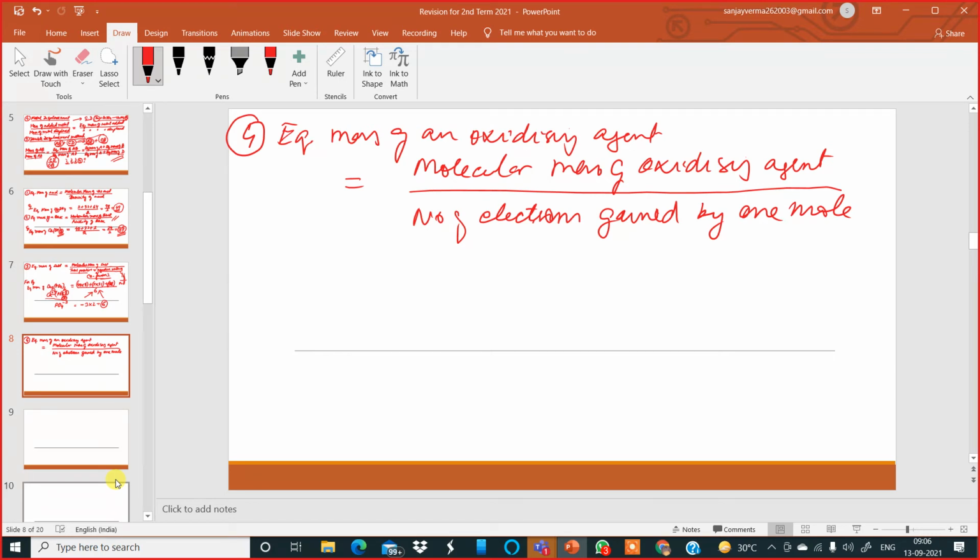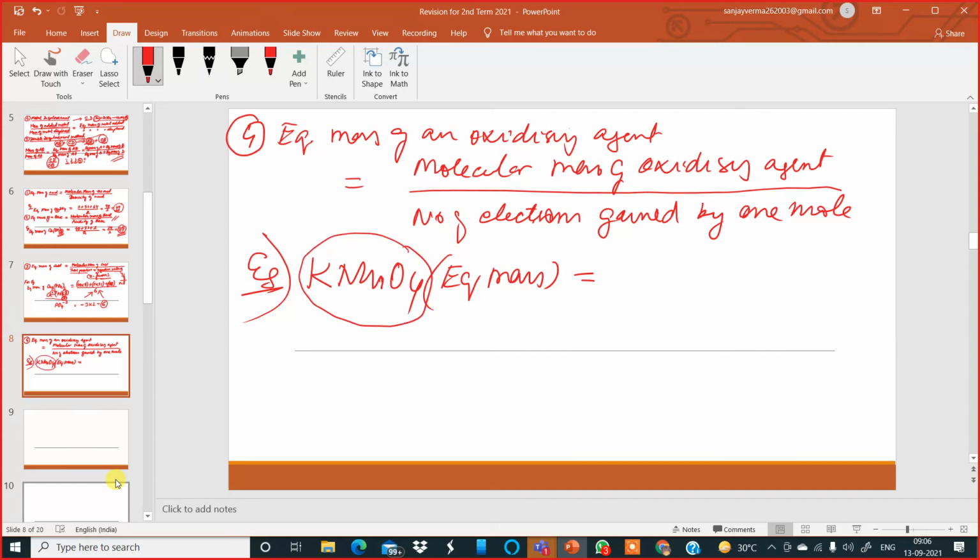Now let's take one example with potassium dichromate, potassium permanganate, manganese dioxide, lead dioxide. Let's take any one difficult one so that it will make the idea very clear. Let's take potassium permanganate, KMnO4. Let's get the equivalent mass of this potassium permanganate. So here the formula is the molecular mass of the oxidizing agent. So this one is an oxidizing agent.